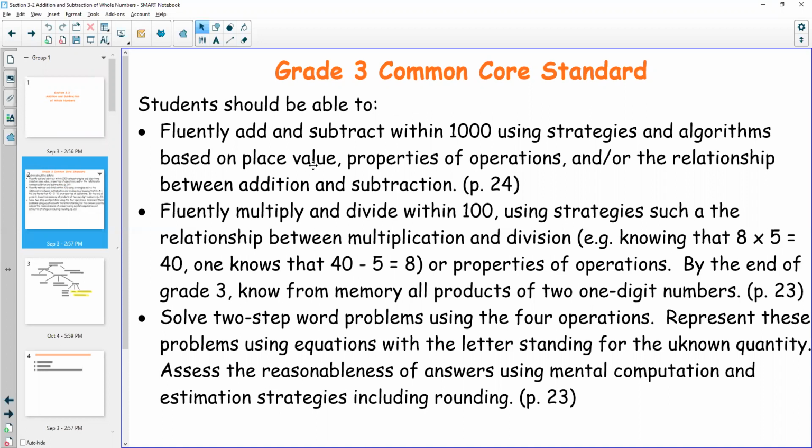And then they have to solve problems that are more than one step using those 4 operations, writing equations, and finding reasonableness of answers, saying like, hey, does this make sense, using mental math and estimation.